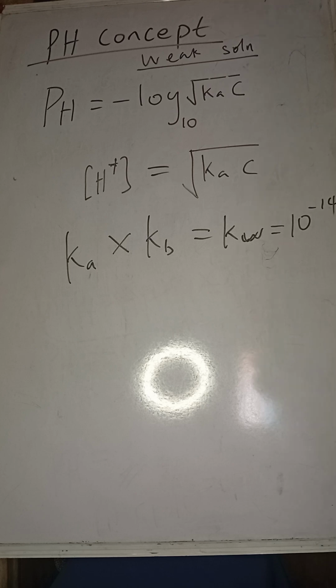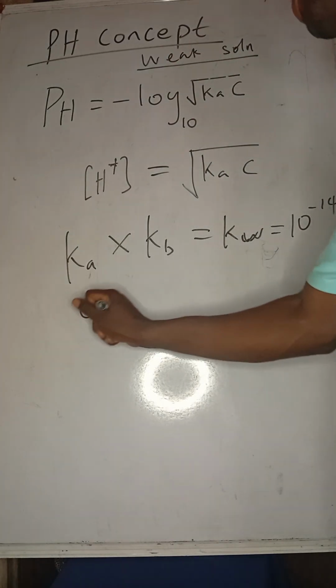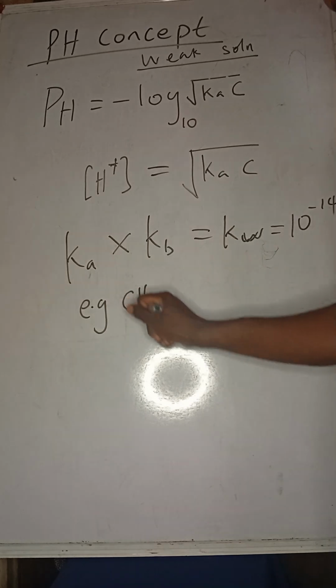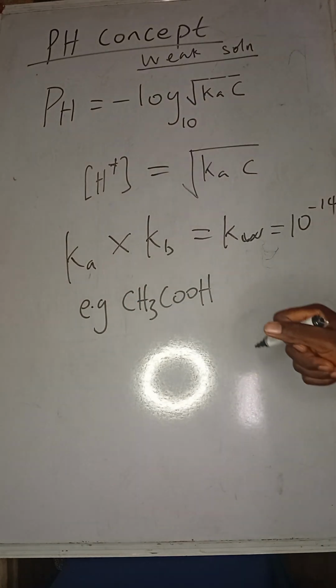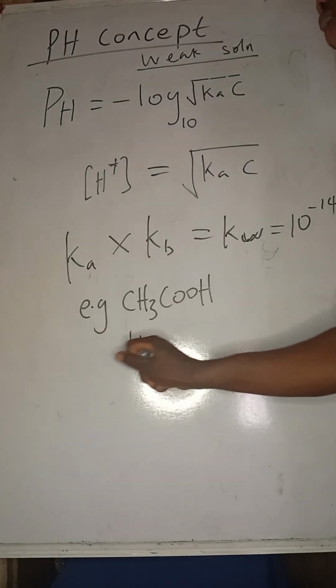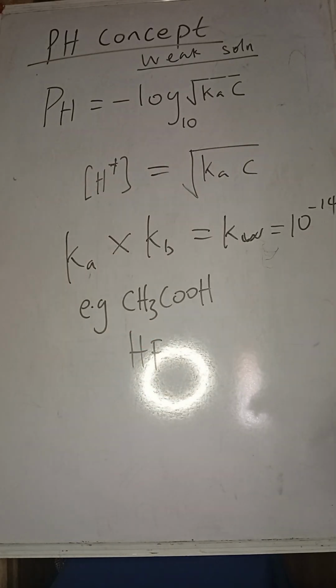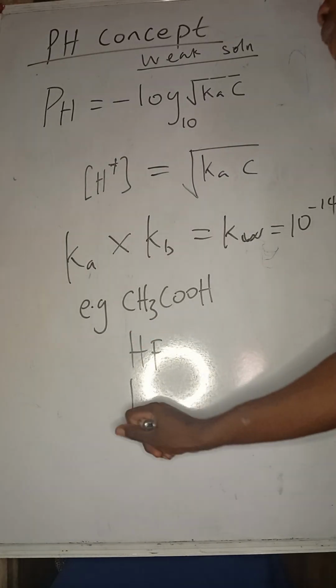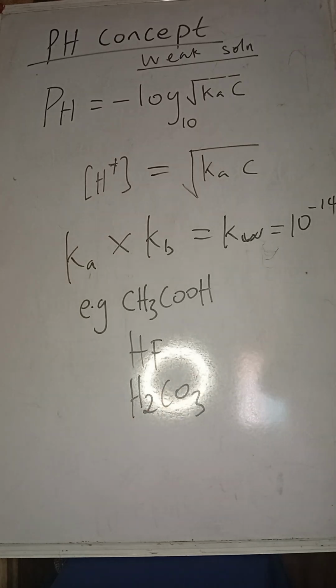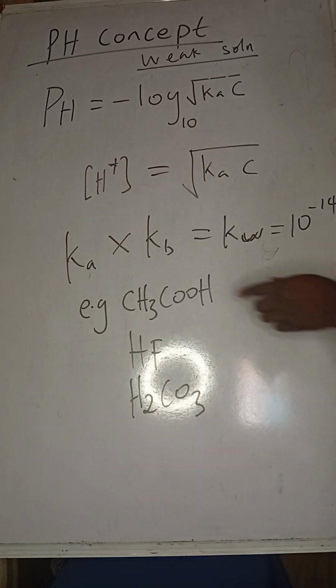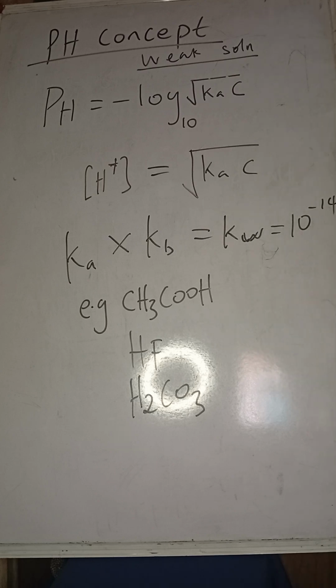Now, I'd like to give examples of weak acid solutions where you can use this formula. Examples are when you are calculating the pH of ethanoic acid or acetic acid, the pH of HF, hydrogen fluoride, a weak acid solution, or the pH of H2CO3. You use this to calculate the pH of weak solutions.